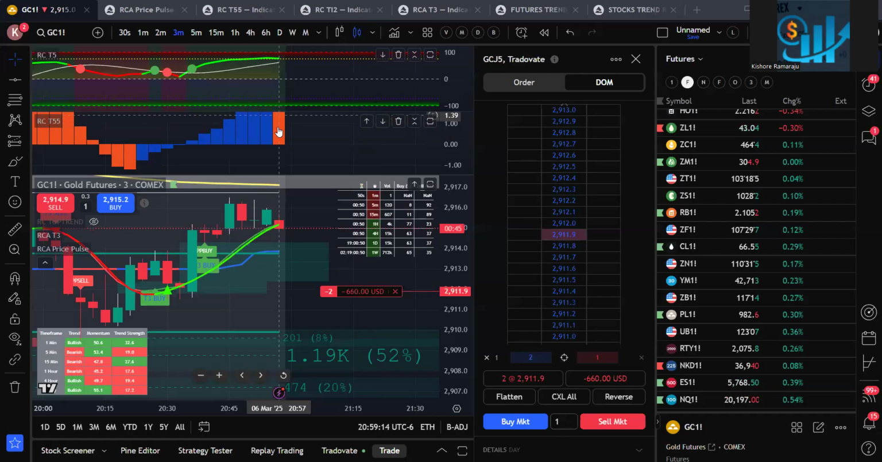And that's us starting here. So first T55 will show the signs of trend change. Then T5 will show it. Then price pulse will show it.